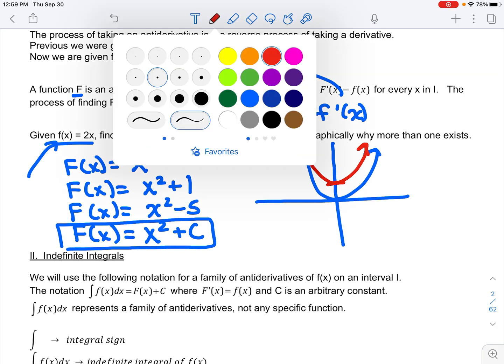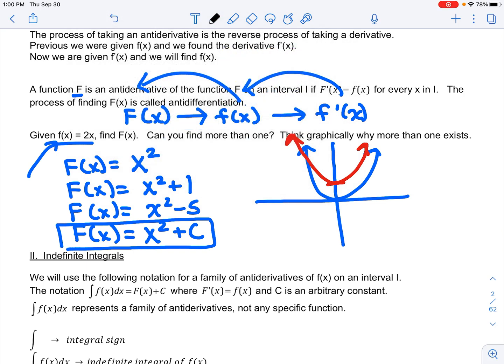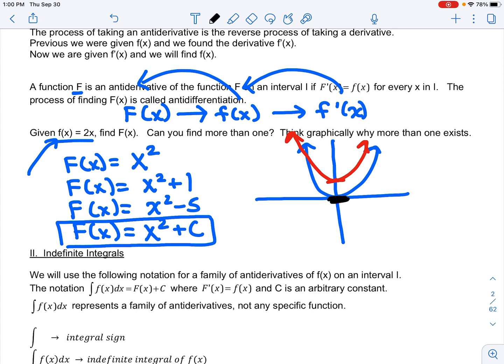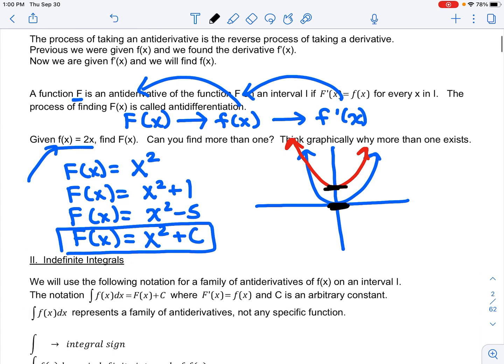Now, if you look at the graph, let's think about the slopes at the same x value. So at x equals 0, the slope is 0 in both of those graphs. At x equals 1, let's draw a tangent line and see what happens. There's my tangent line, there's my tangent line. So notice at the same x value, your slope of the tangent line is the same. So that's why all of these would yield the same derivative of 2x. Any vertical translation of the graph would not change its slope.